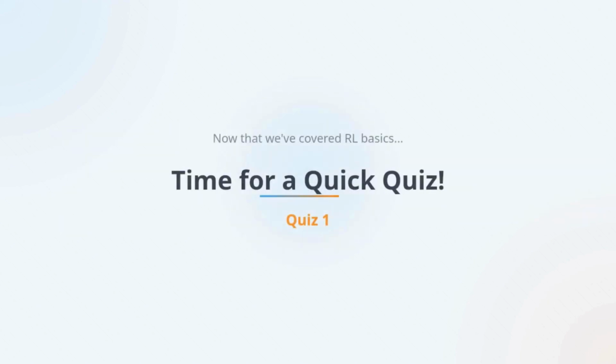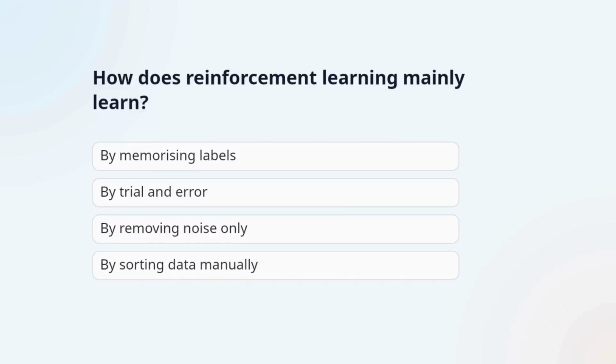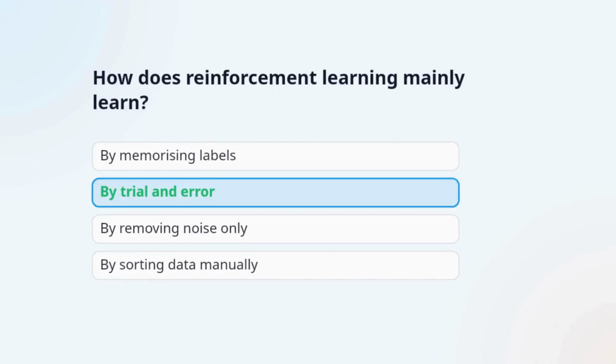Now that we've covered RL basics, let's test what we've learned so far. Here's quiz number 1. See if you can get it right. Question 1. How does reinforcement learning mainly learn? The correct answer is by trial and error. RL learns by interacting with the environment, trying actions, and improving based on outcomes.